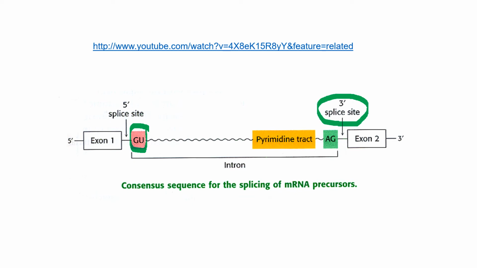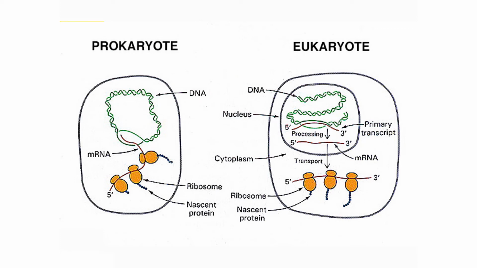Our final slide is just a comparison of the transcriptional processes between prokaryotic organisms and eukaryotic organisms. Although most of the aspects of transcription are the same, there are a few significant differences. In prokaryotes, transcription and translation occur in the cytoplasm. There is one RNA polymerase that synthesizes all types of RNA, and there is minimal processing.